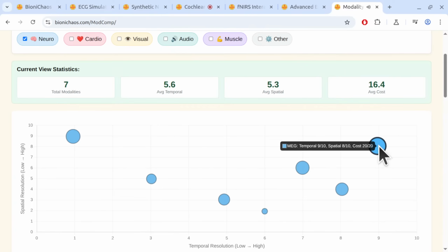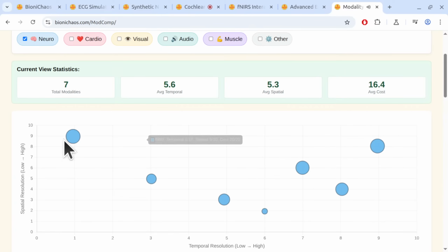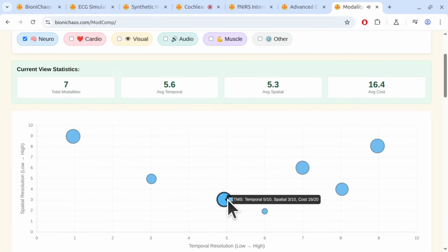Okay, speed demon. And fMRI. fMRI we mentioned. Also 20 out of 20 cost. But it's the opposite trade-off. Fantastic spatial, 9 out of 10, but super slow, only 1 out of 10 temporal, great for seeing where, not so much when. Precisely. So it's like pick your poison, speed or detail, but either way, prepare your wallet for serious pain. Pretty much. Yeah.